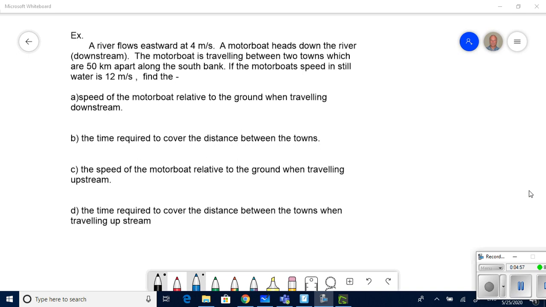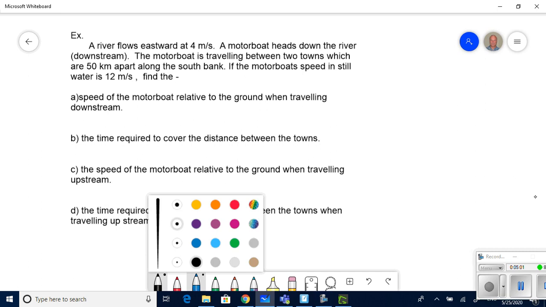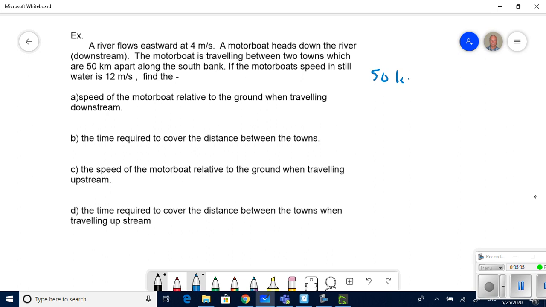Let's do a couple of things before we get started with this. First of all, I'm going to convert the 50 kilometers to meters to match our speeds. That's multiplied by a factor of 1,000, because there are 1,000 meters in 1 kilometer. So we've got 50,000 meters.